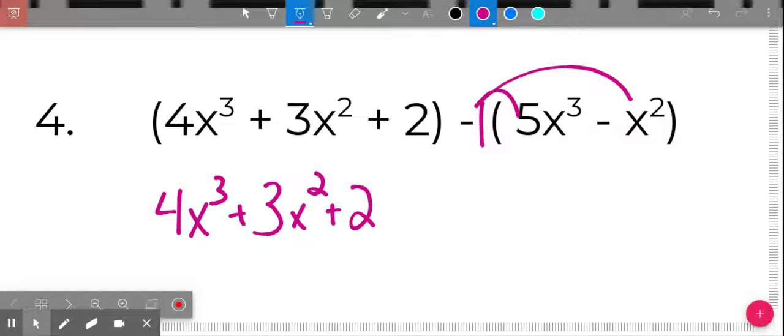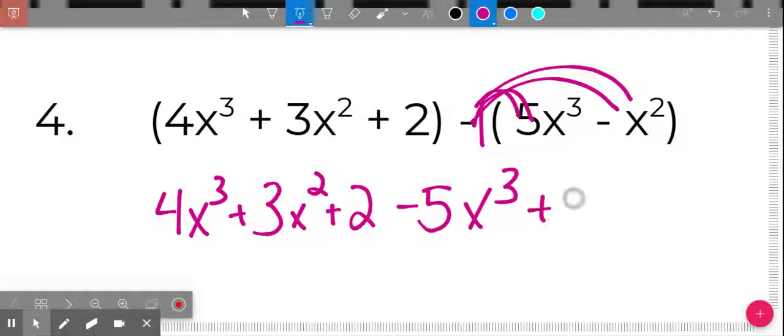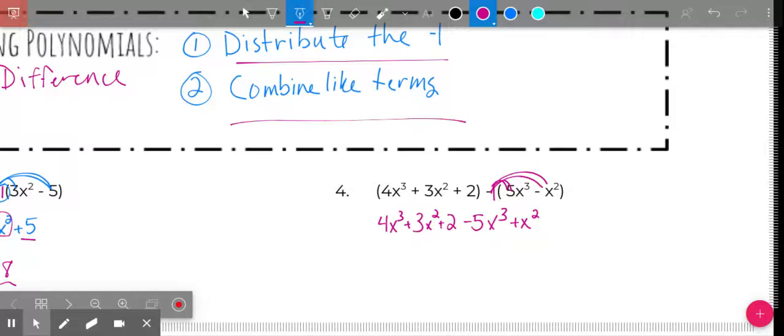And now we're going to distribute that negative. So -1 times that 5 gives me -5x cubed. And -1 times a -x squared gives me +x squared, because a negative times a negative gives me a positive number. So now we've distributed that negative. So step number 2, if you look at your little box, says combine like terms.